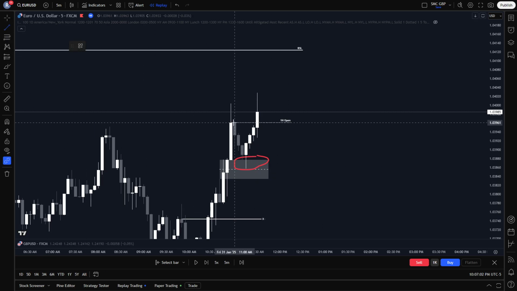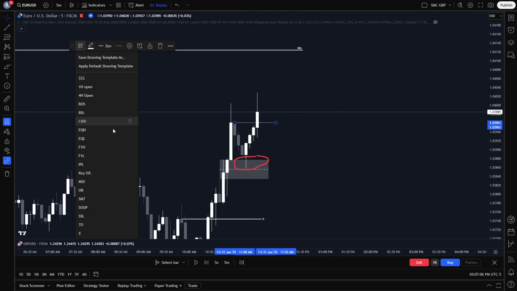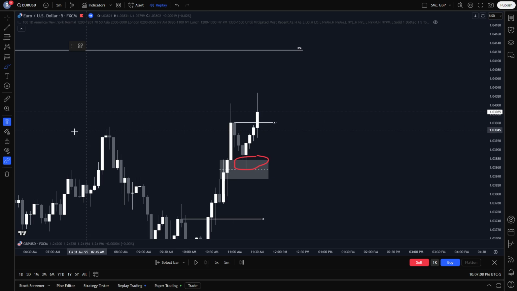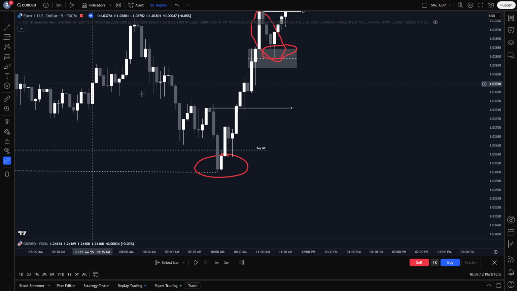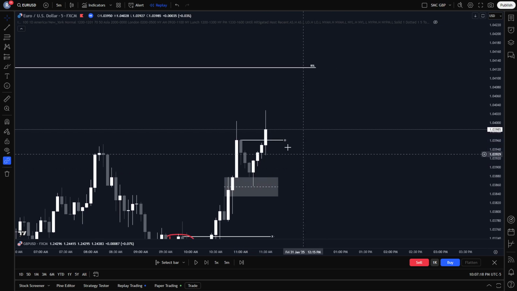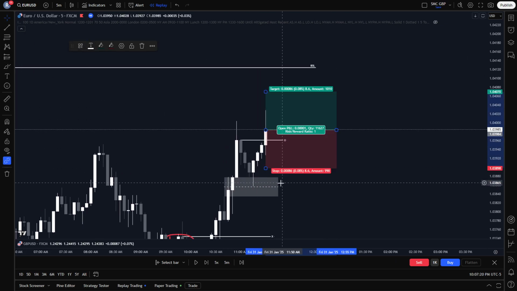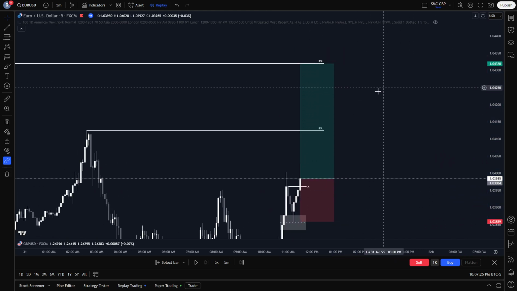We shift above our, I'm going to remove the hourly candle, our manipulation leg, just like this. And again, look at this. It's the same thing. We expect this to be a protected low. Now we can take our entry here and we can target the draw on liquidity higher.